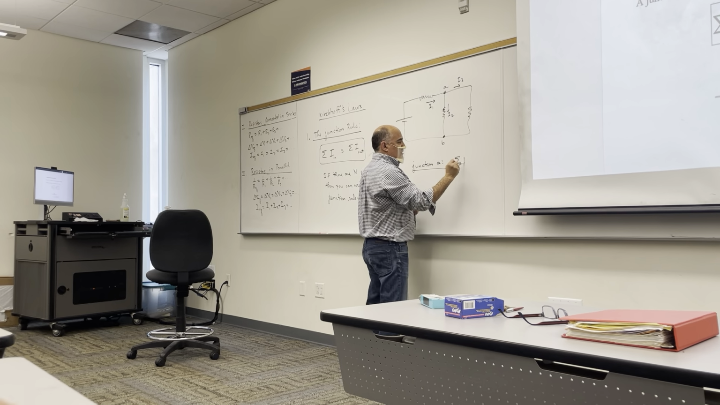But if I consider junction B, the sum of the currents going in must equal the sum of the currents going out, right? So, well, I2 comes in, I3 comes in, and I1 must be coming out. So what should I write down? What are the currents going in? And what is the current going out? Junction B. And this equation is the same as that. So only one of them was useful.